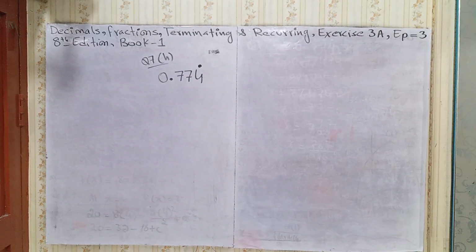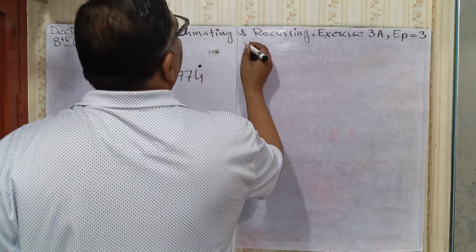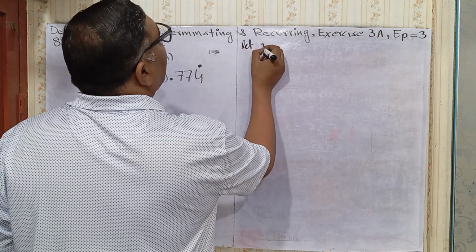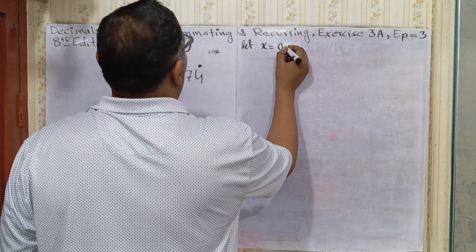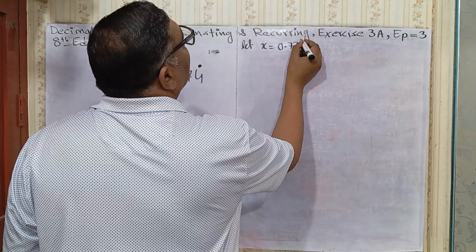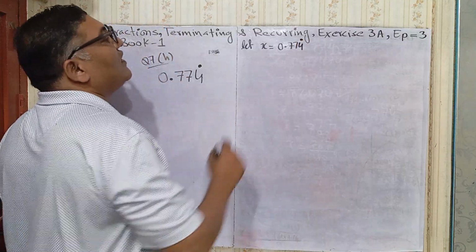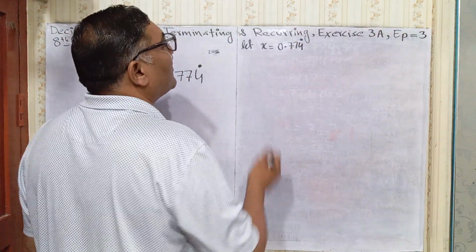My dear students, we are on question number 7, and it's the H part. Here, a recurring non-terminating decimal fraction is given. They want us to convert this into a simple fraction. The method is very, very simple. So we will suppose that this is equal to x, okay? So I will write here, let x equal 0.774, and on that 4 we have a dot, which means this 4 will be recurring.